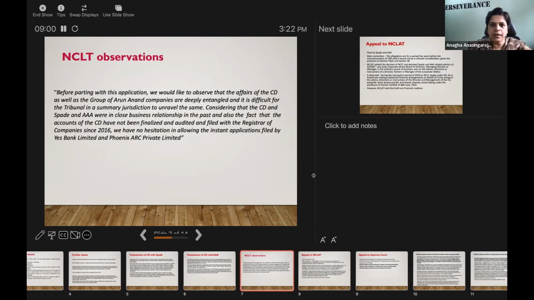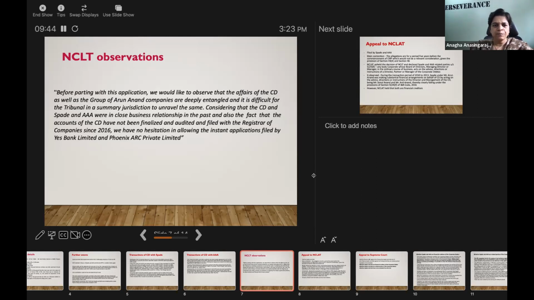Now, in the applications which were filed before the NCLT, where the NCLT held that these are indeed related parties, the NCLT has made certain observations. What is relevant here is: before parting with this application, we would like to observe that the affairs of the CD as well as the group of Arun Anand companies are deeply entangled, and it is difficult for the tribunal in a summary jurisdiction to unravel the same. Considering that the CD and SPADE and AAA were in close business relationship in the past, and also the fact that the accounts of the CD have not been finalized, audited and filed with the ROC since 2016, we have no hesitation in allowing the instant applications filed by Yes Bank and Phoenix ARC.